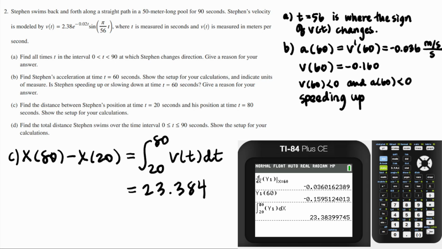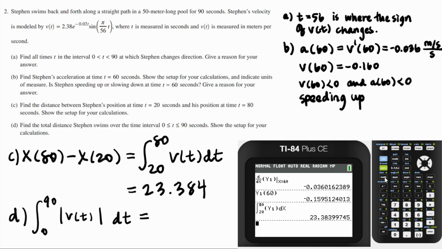And then part D is total distance, and we can find that by integrating speed. Okay, so on the interval 0 to 90, it's going to be the integral of the absolute value of v of t dt. And this is another thing we can use the calculator for. So this is very calculator heavy. I'm not sure what happened to my integral. I guess I'll just write it again. 0 to 90 of the absolute value of v of t.